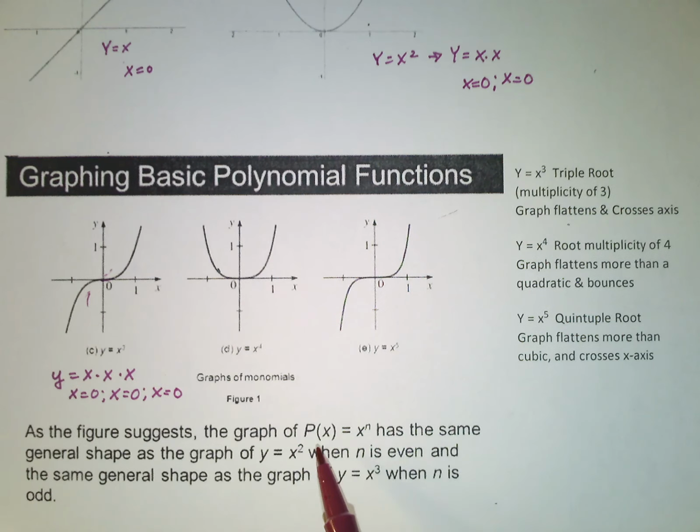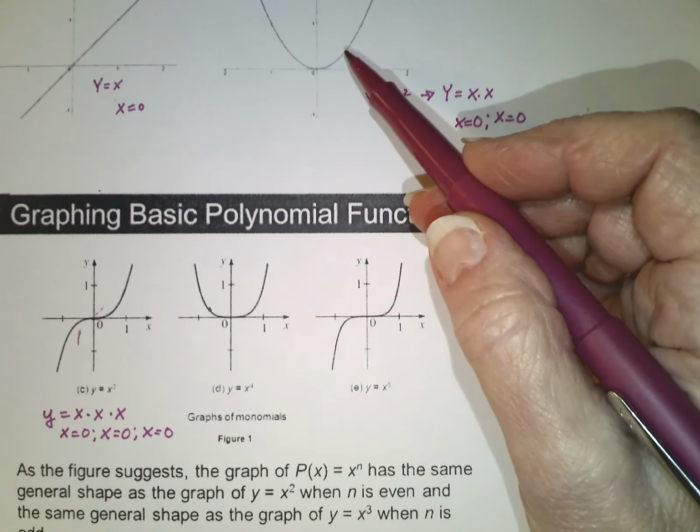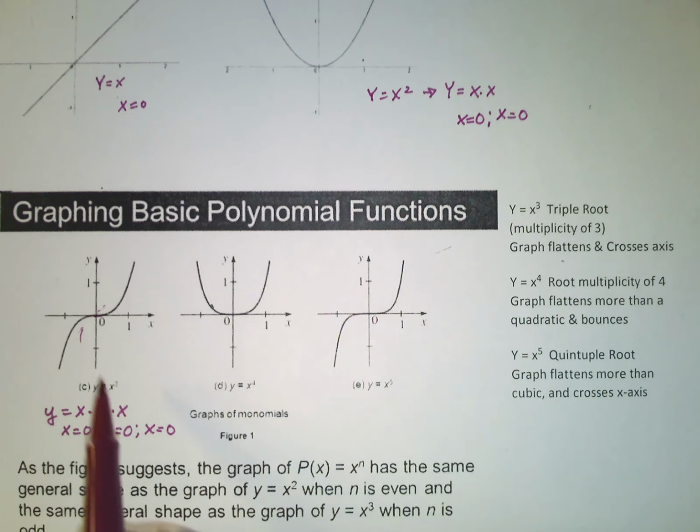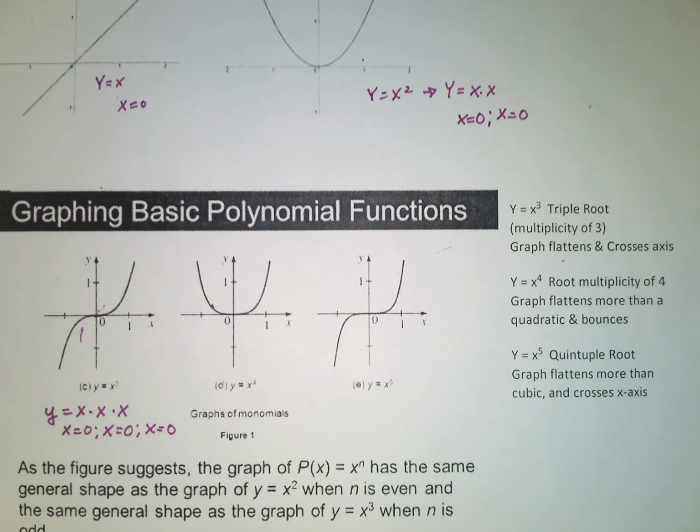And they point out down here that for x to any power, the shape of the graph is going to look a lot like x squared if it's an even power. It's going to look a lot like x cubed if it's an odd power. And we're going to use those shapes not just at 0, but anywhere we have a multiple root.